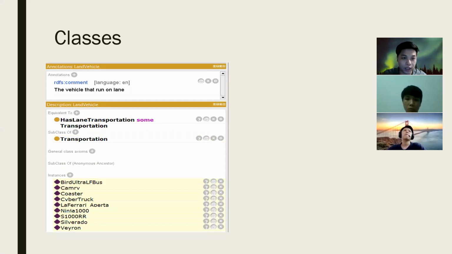The fourth one is the land vehicles. The purpose of having this class is to know the type of vehicle, which is on land, on sky, on rail, or on sea. By inserting has land transportation, we will get the land vehicle after we run the reasoner. Like Camry, Toyota Coaster, Cybertruck, which are car, truck, all kinds of things in land vehicle.